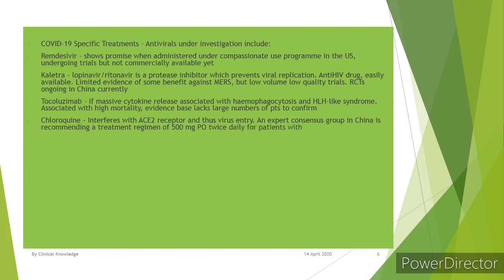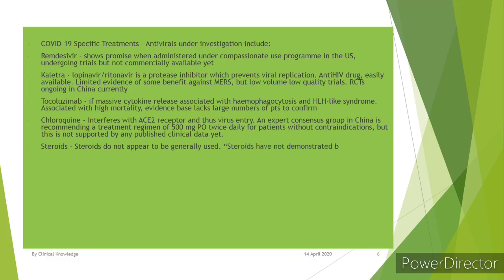Steroids. Steroids do not appear to be generally used. Steroids have not demonstrated benefit in prior SARS or MERS epidemics. Steroids may increase viral shedding. Nearly all articles recommend against the use of steroids, but if severe host response pneumonitis as judged from rising CRP or ferritin late in disease, some centers in China are using methylprednisolone.